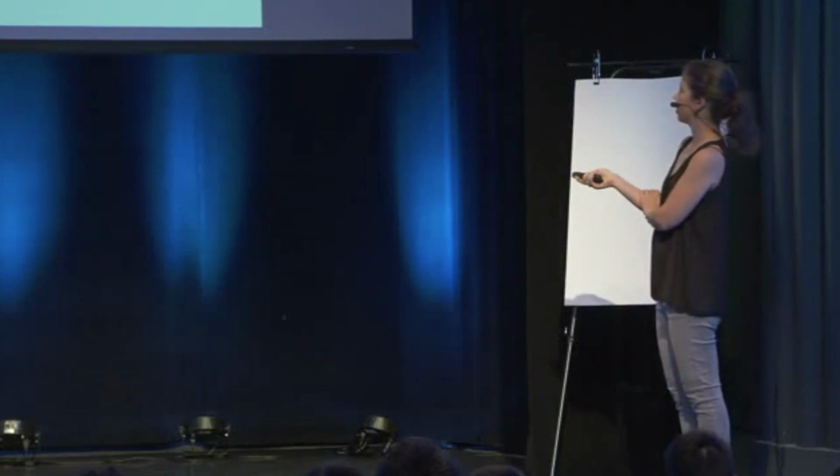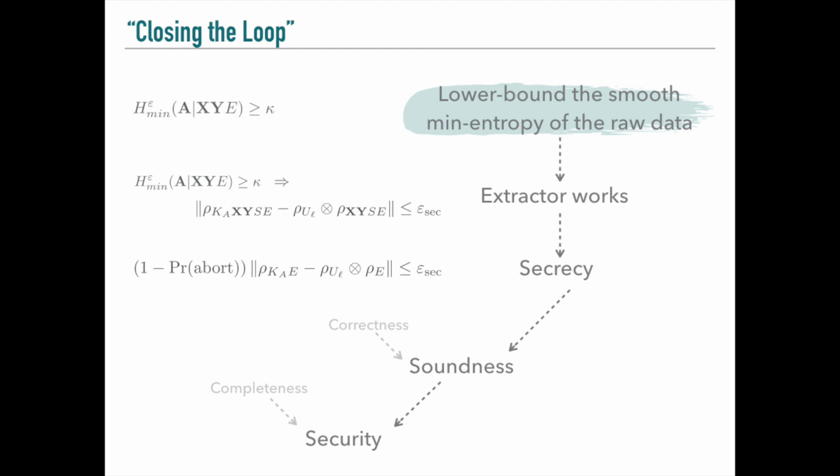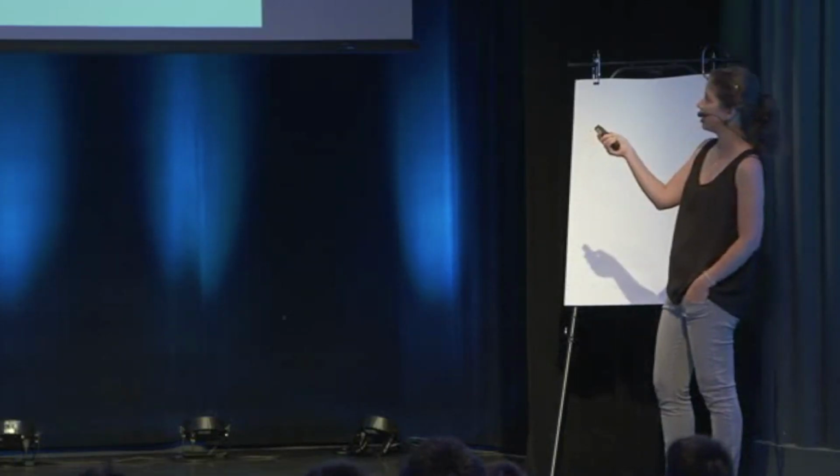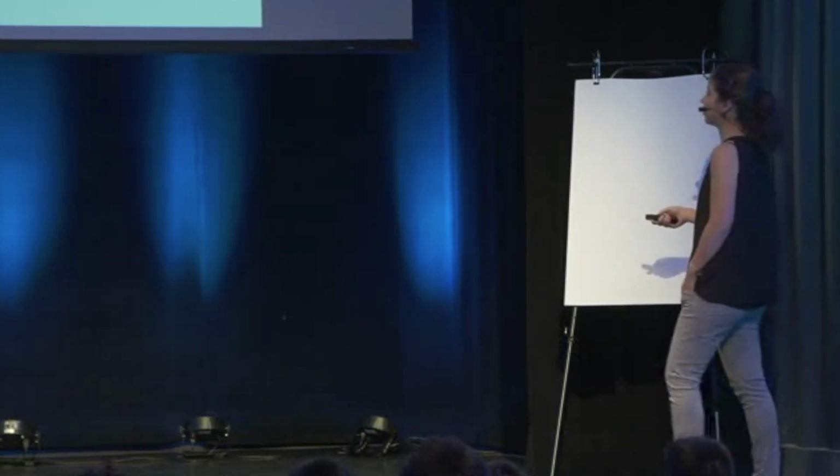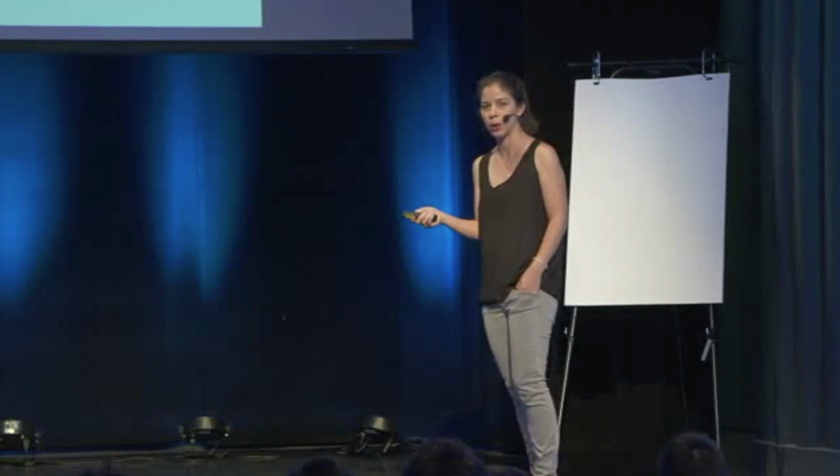Okay, so if you remember this slide, we said that in order to prove security, the main thing we need to get is a lower bound on the smooth min entropy. So I showed you how we get this bound. If we have this bound, then we can say that this extractor that I briefly showed you a slide ago works. The condition for the extractor to work is a bound on the smooth min entropy, and this condition is directly related to the condition that we had for the secrecy. So now you can see why, in order to prove security, the main thing was to get this lower bound on the smooth min entropy.